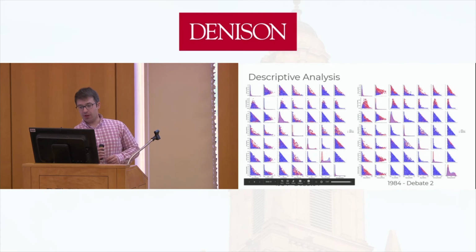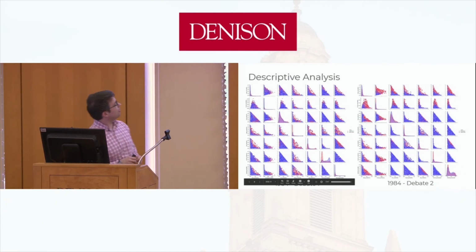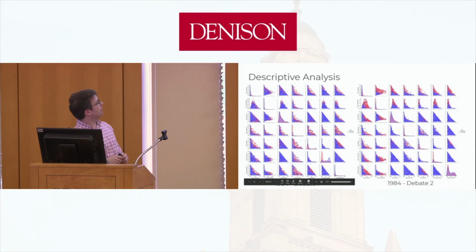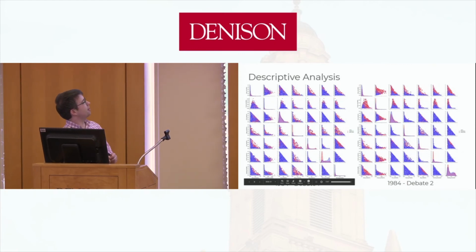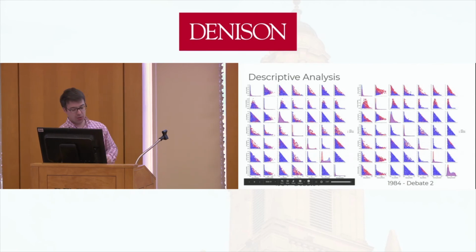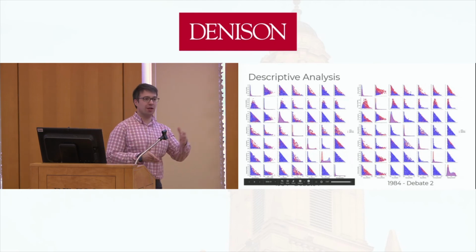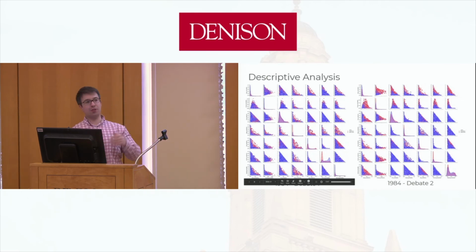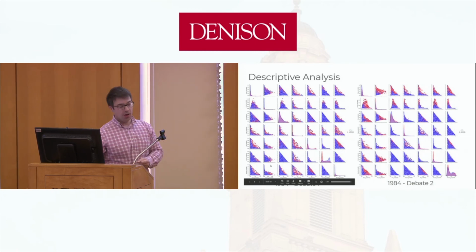I did some descriptive analysis on the correlation between different emotions. The left one is 1984 debate 1, the right one is 1984 debate 2. Basically what I tried to look at here is, if you show signs of some emotion, for instance anger, are you more likely to show signs of another emotion like surprise? So this is what I did.